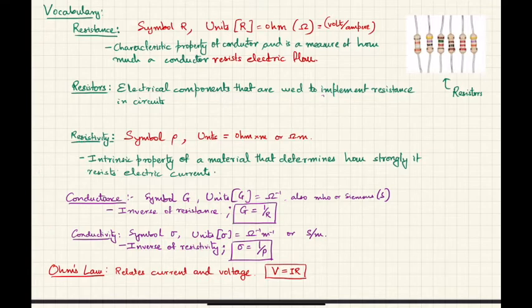And finally, the thing we will touch upon is Ohm's law, which relates current and voltage. So if V is the voltage and I is the current, then the voltage is proportional to the current, and we can write it as V is equal to I times R, where R is the resistance. Okay, so with that, let's first start motivating resistance.